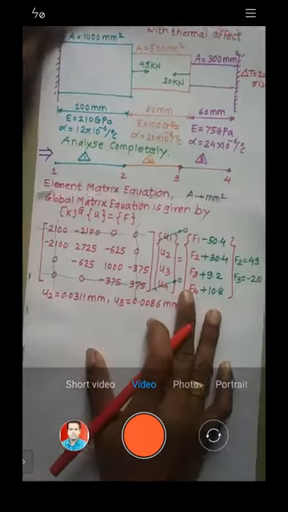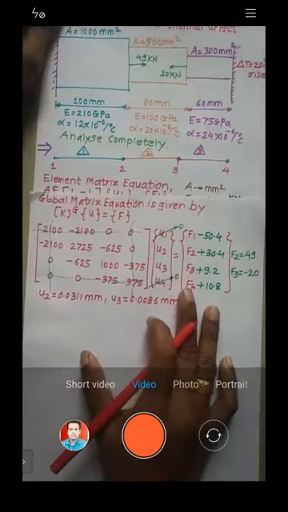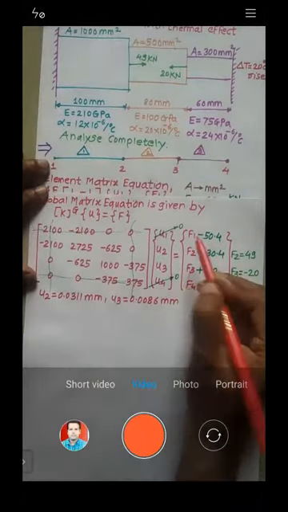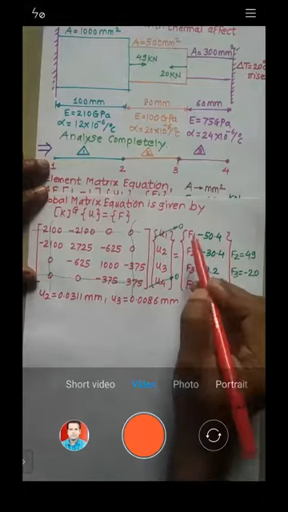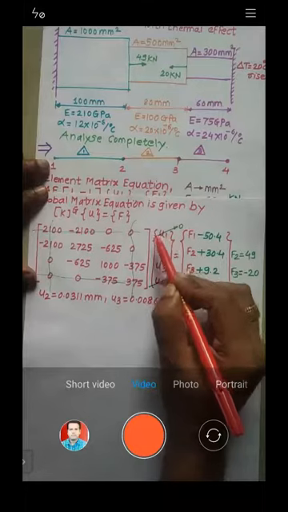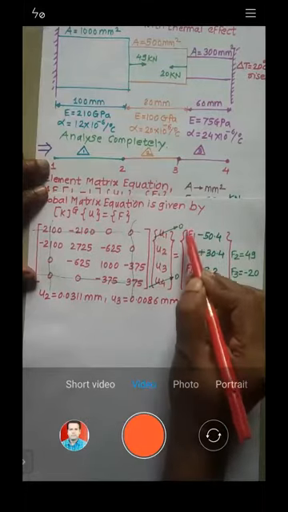Now how do we check whether our answers are correct? For that, we need to calculate the reactions which are generated. Those reactions are F1 and F4. Why are F1 and F4 reactions? Because at node 1, displacement is 0. At the point where displacement is 0, you get reactions.